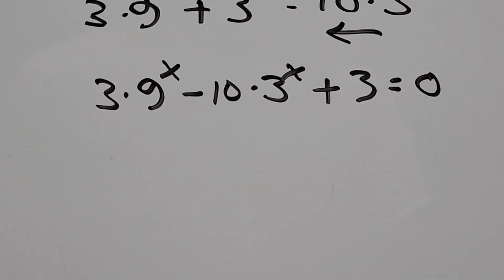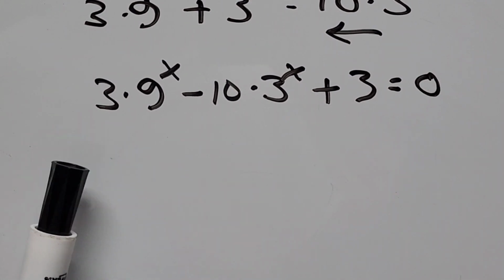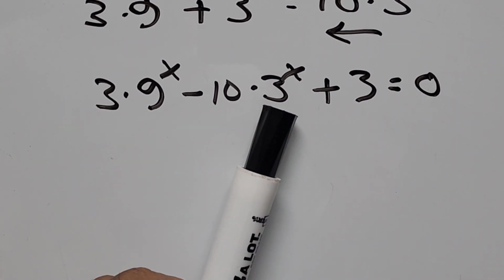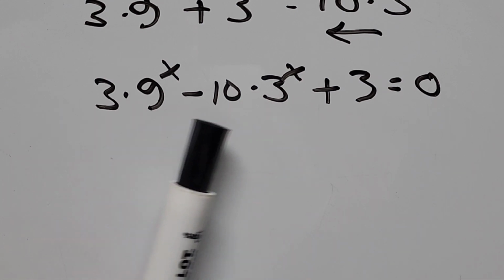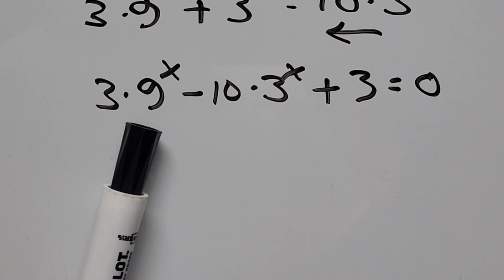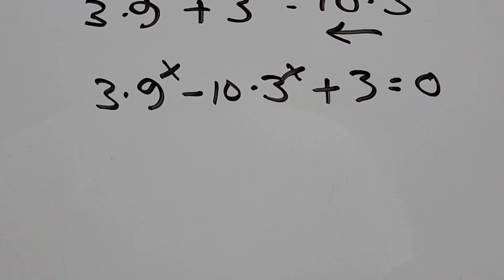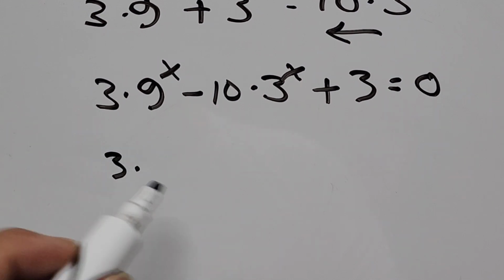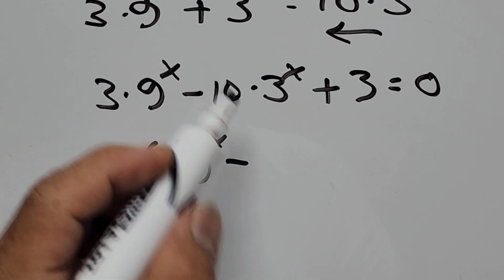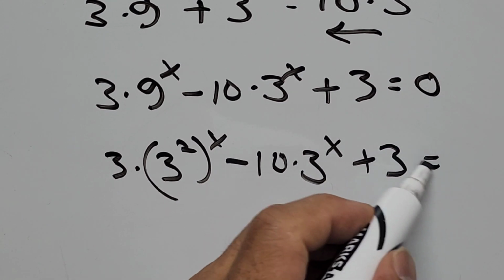So if you notice, we have 9 to the power of x and 3 to the power of x. What we're going to do next is convert the base 9 to base 3, so we have both the same base 3. So how are we going to do that? This 9 becomes 3 to the power of 2, right? 3 squared is 9. So this is now 3 times 3 to the power of 2 to the power of x, minus 10 times 3 to the power of x, plus 3 equals 0.